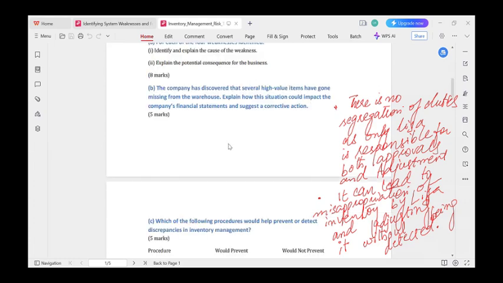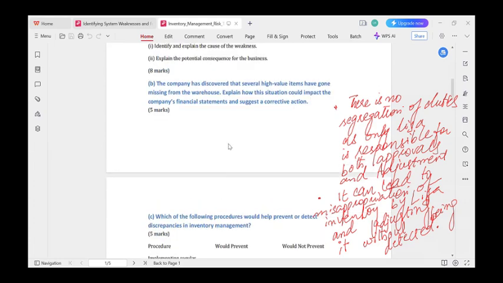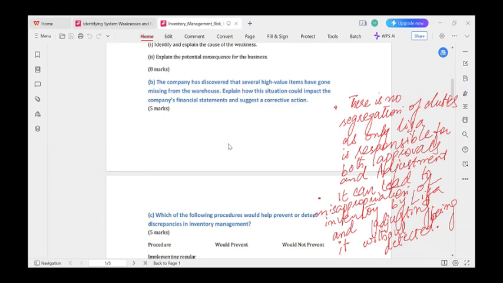Okay. Now let's go to part B. The company had discovered that several high-value items have gone missing from the warehouse. Explain how this situation could impact company's financial statements and suggest a corrective action. Okay, so the missing high-value items could lead to understatement of assets, right? Because if the items are missing, it means you are not writing them in the financial statement. So you are understating the financial statement. So if they are not properly accounted for, there would be misstatement in the financial statements.